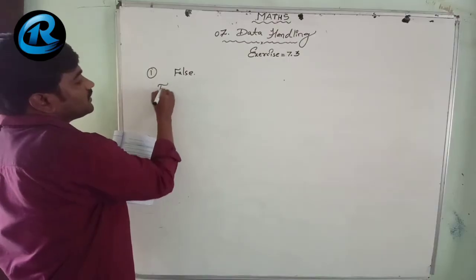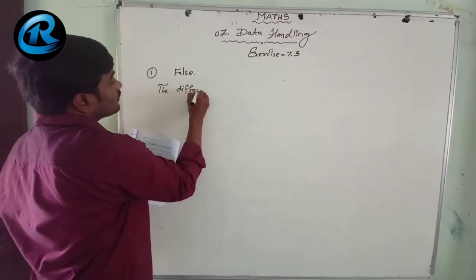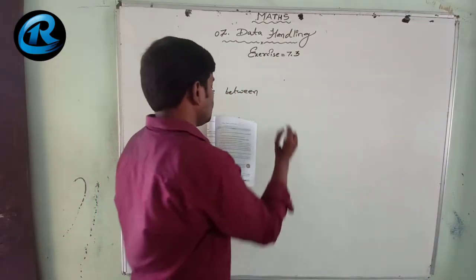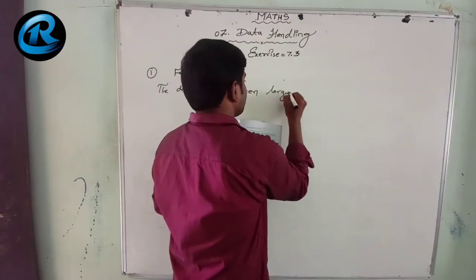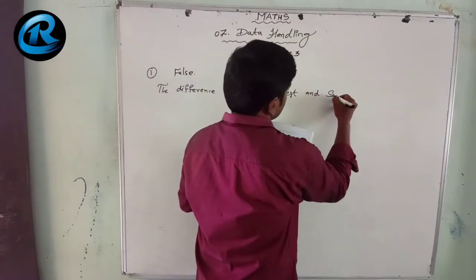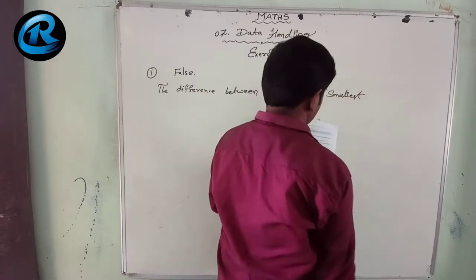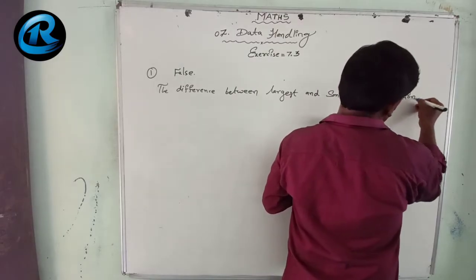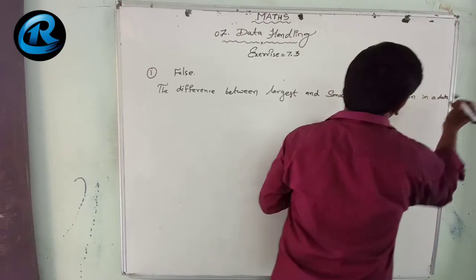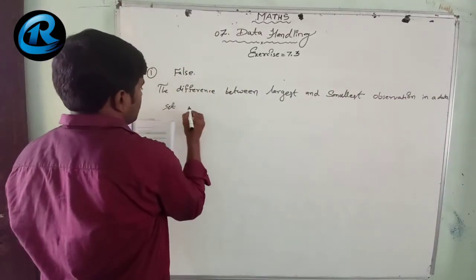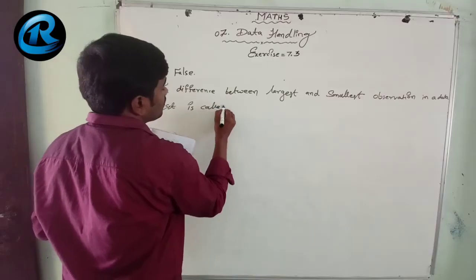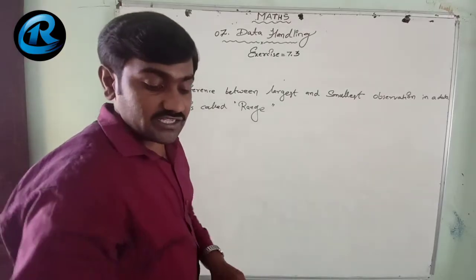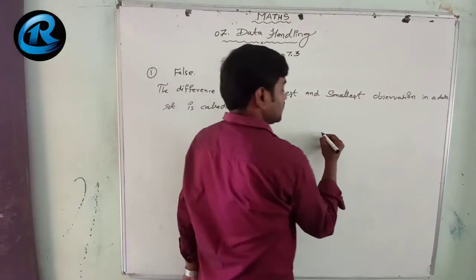Then what is it called? The difference between the largest and smallest observations in a data set is called range. It is called range. Range is the difference between the largest number and the smallest number.